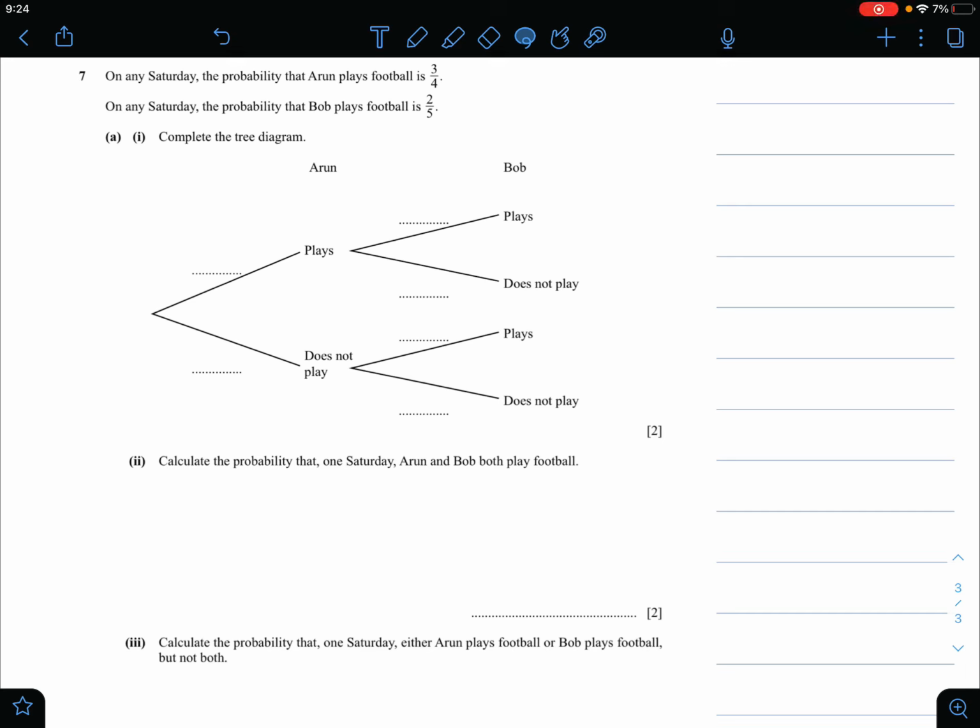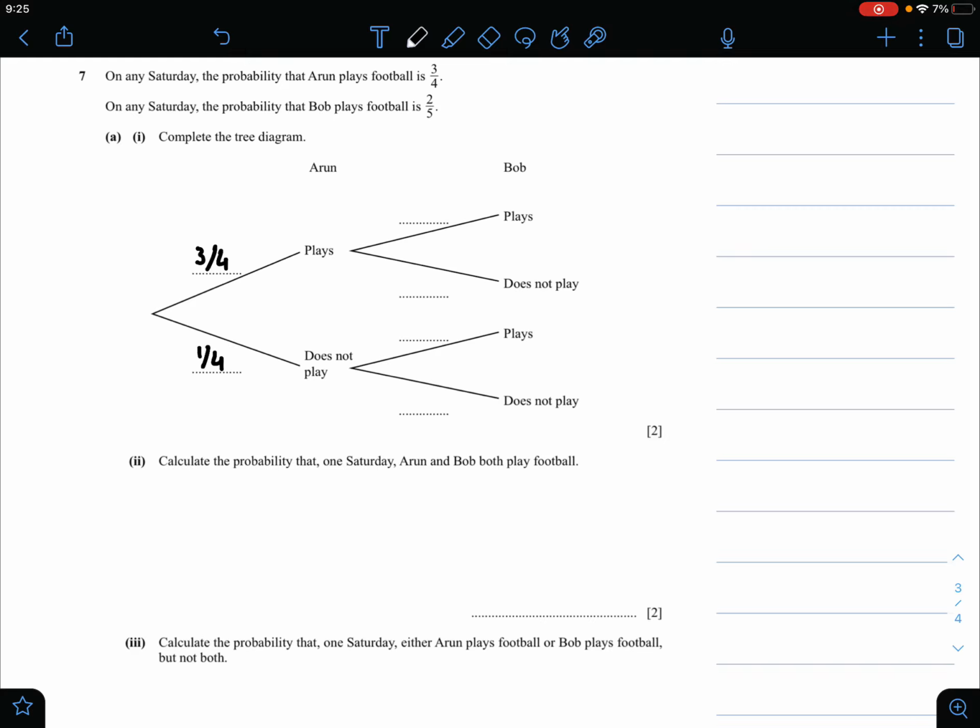Welcome to ANS Solver question 7. So for part A, we have to complete the Venn diagram. That is pretty easy because they are telling us that the probability that Arun plays football on a Saturday is 3 by 4. So the probability that he plays will be 3 by 4 and the probability that he doesn't play will be 1 by 4.